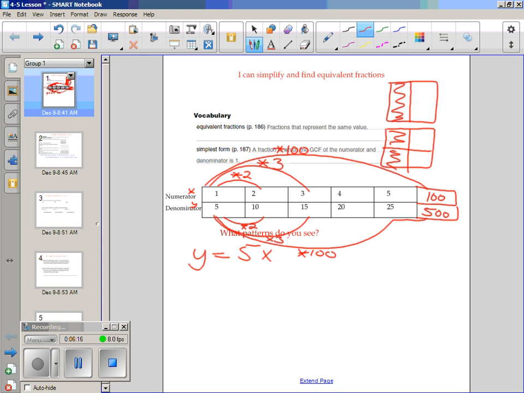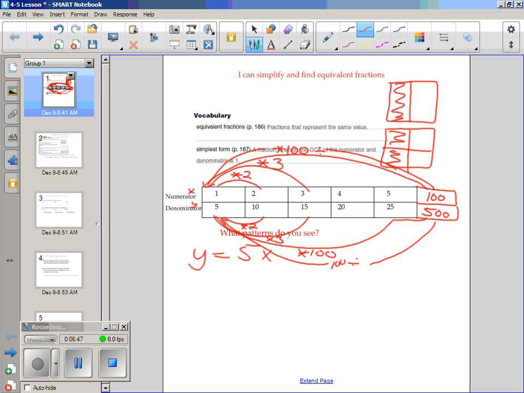Now I want to show you something else too, real quick. We can also go the opposite way. If we go from big number to small number, if I take 100 and want to get it all the way down to 1, I would take 100 and divide it. So go from this way. Divide by 100, I get 1. And 500 divided by 100 gives us 5. So it works both ways.